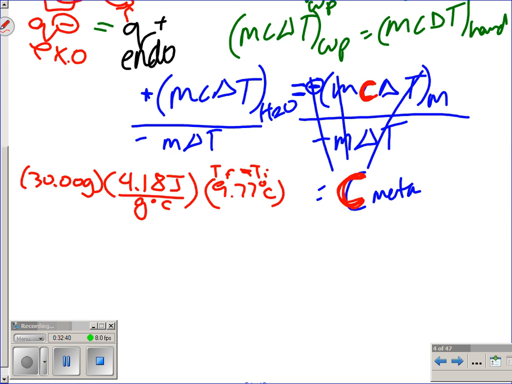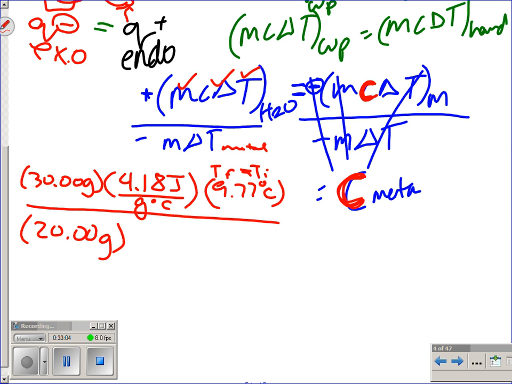Okay, all of that is MC and delta T. Done. Almost. That's just the numerator. Now I'm going to divide it by what? The metal, right? Everything regarding the metal. Okay, so the mass of the metal was what? 20, right? There's a lot of data here, but if you organize it in a data chart, kind of like we did over here, you are awesome. Okay, and I will also divide by what?